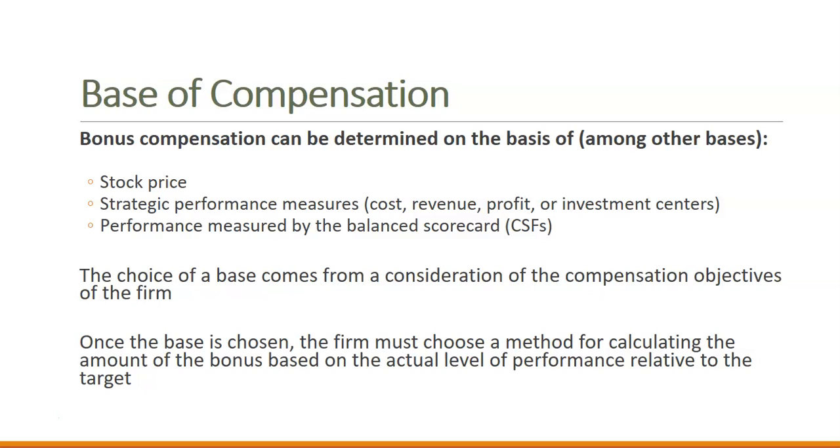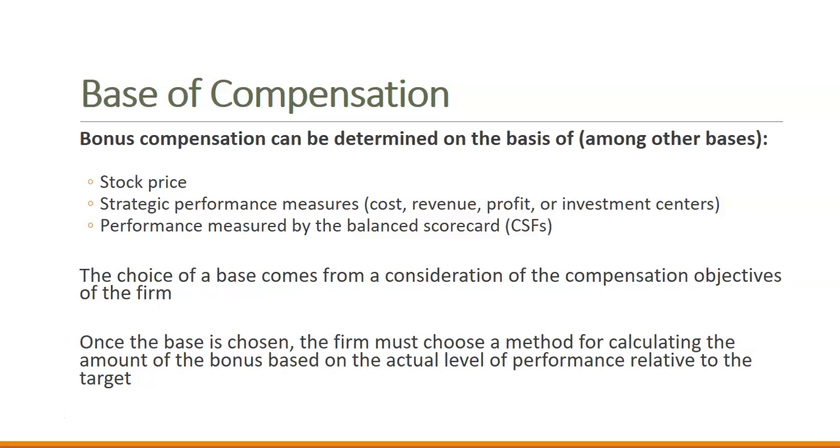So bonus compensation can be determined on the basis of many things. There are some examples here. So stock price and changes in stock price, performance measures that we've talked about in various chapters, and then more that we're going to talk about in this chapter. So ROI, financial measures, growth, variance analysis, and then using performance measures as a balanced scorecard.